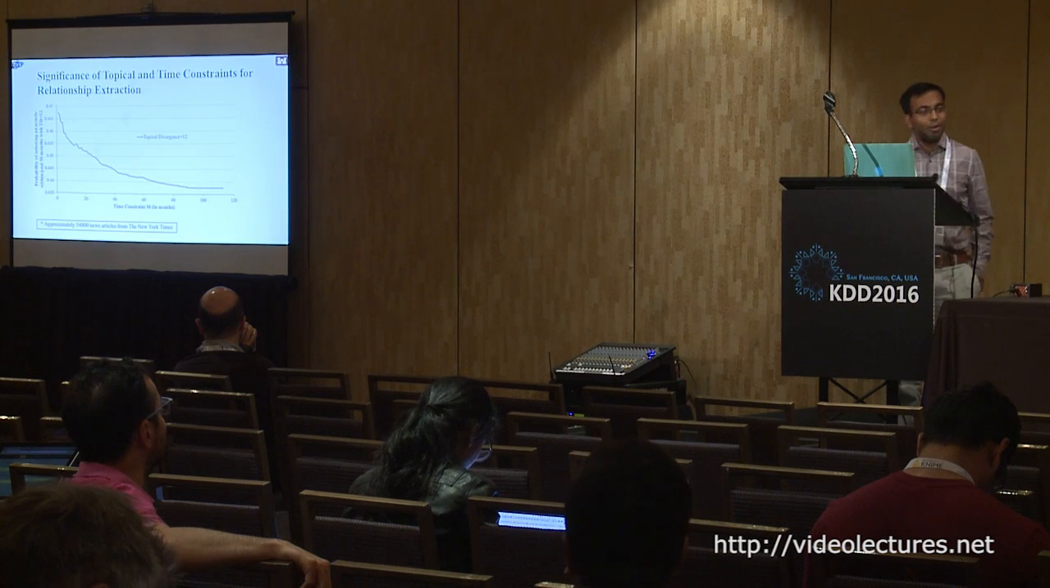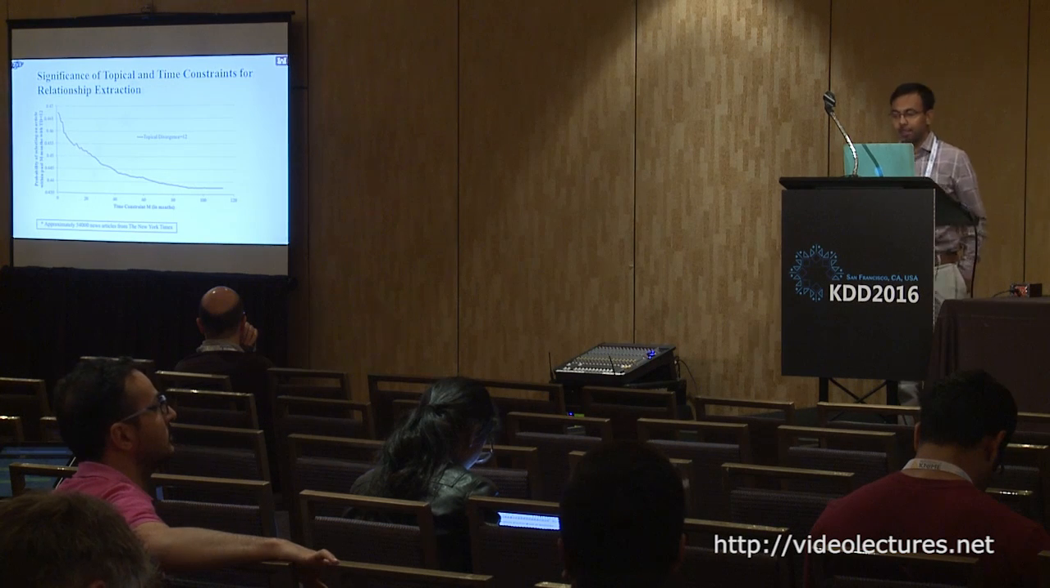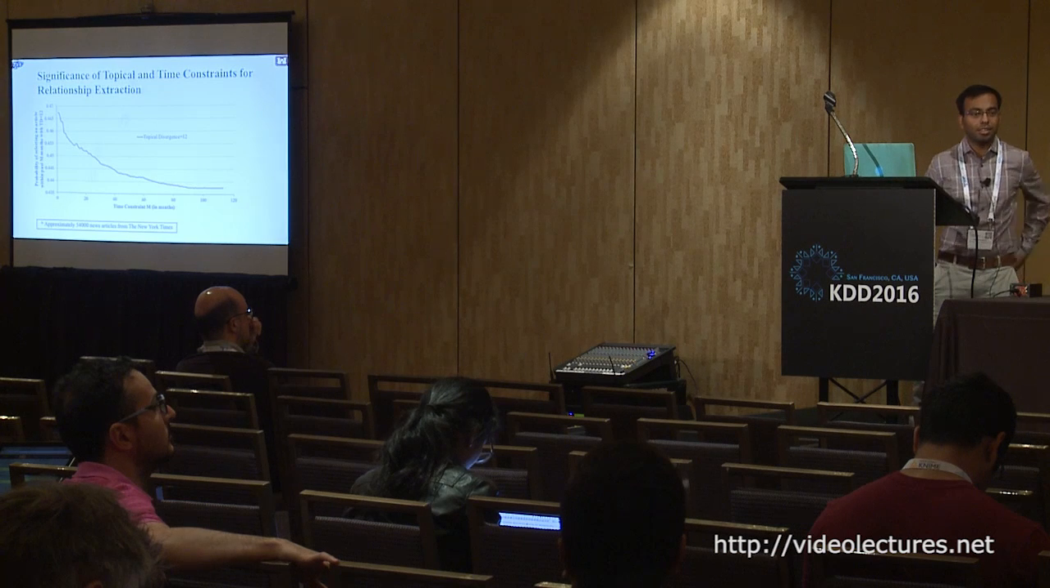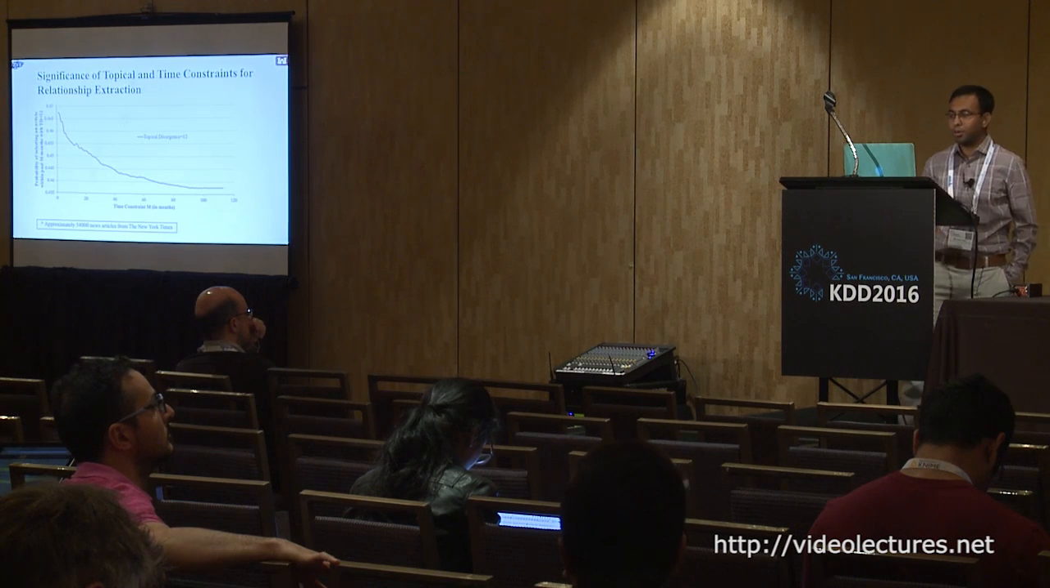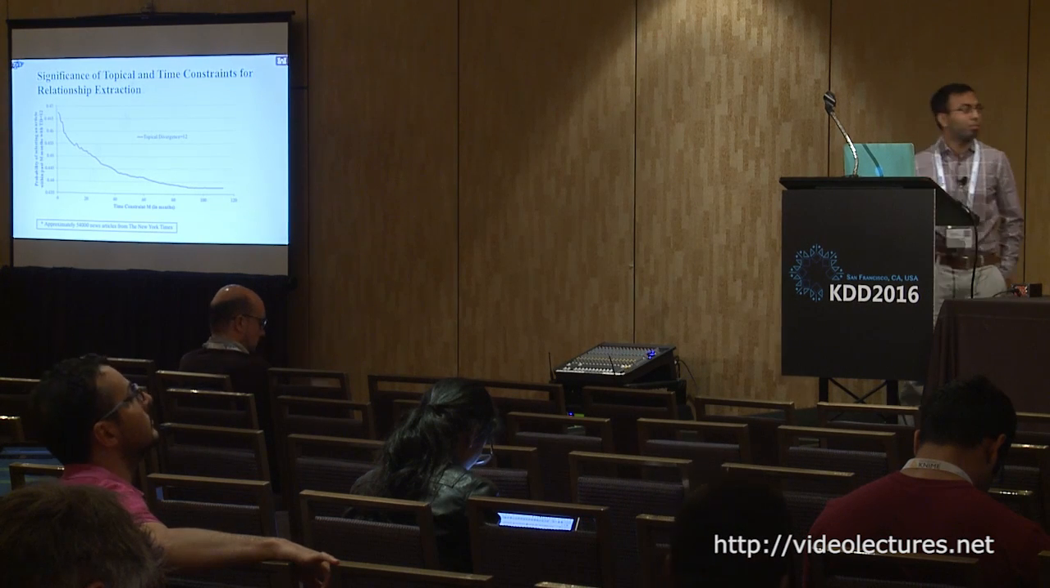Now, let us see why we care about topical and time constraints at all. This plot suggests that as time goes, the topic evolves far away from the original. In other words, topically similar documents tend to appear in temporal proximity.